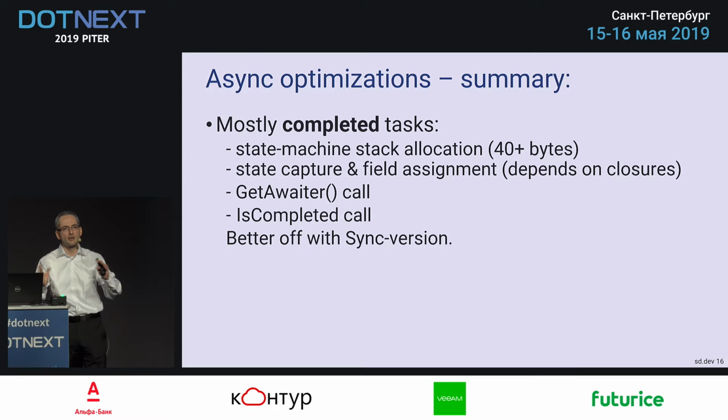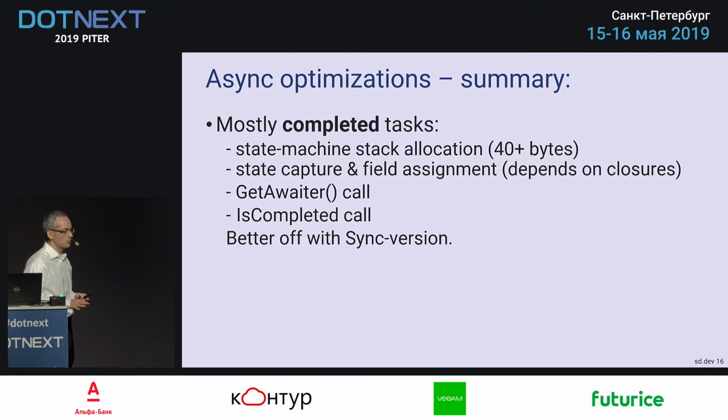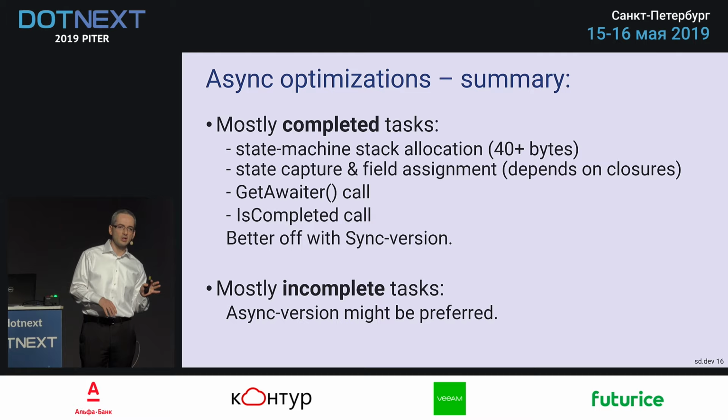And copying those fat and chunky variables into the state so that state would be restored later on is an expensive operation. Then you're also looking at the get awaiter call, which is not free, and then there is also a call to the isCompleted property, which is also a call in .NET. So all of those things, they take time and they have a cost. So if you're dealing with mostly completed tasks, it makes no sense to await them, and you're better off with the non-async version. For mostly incomplete tasks, of course, the async version might be preferred.